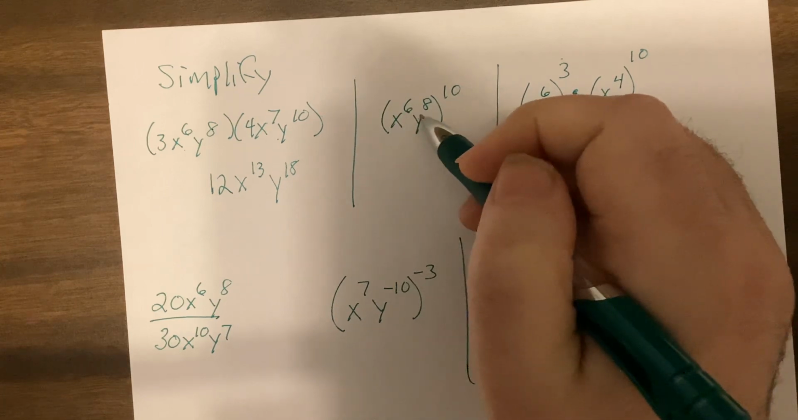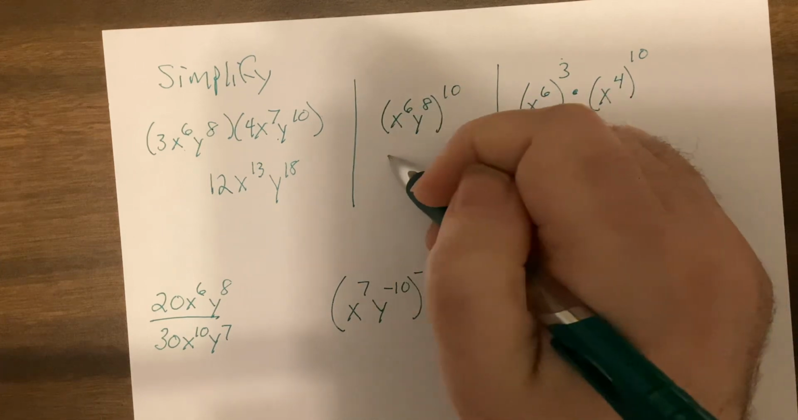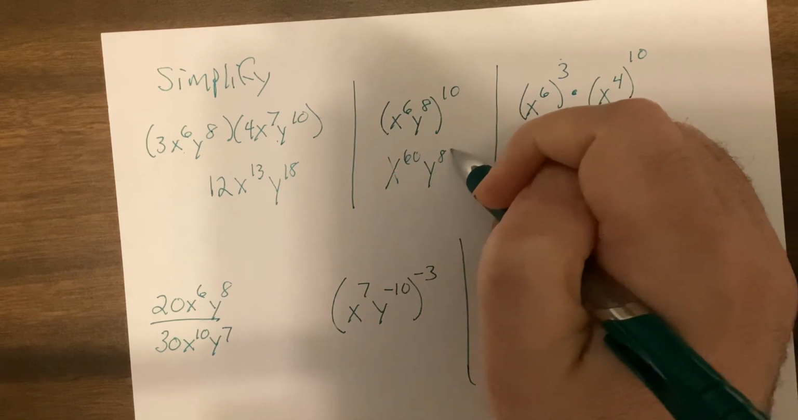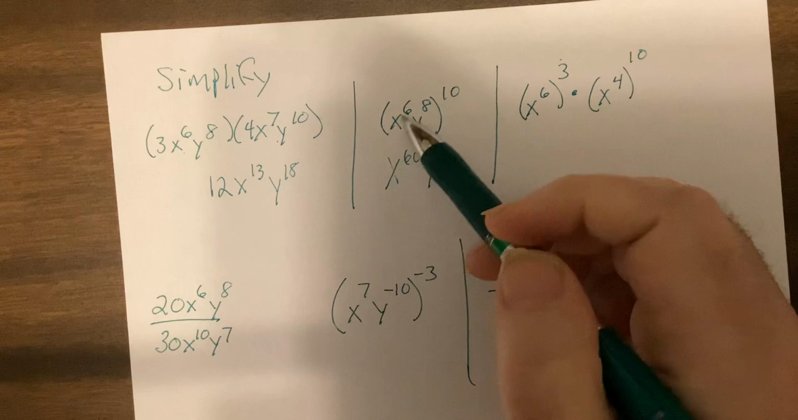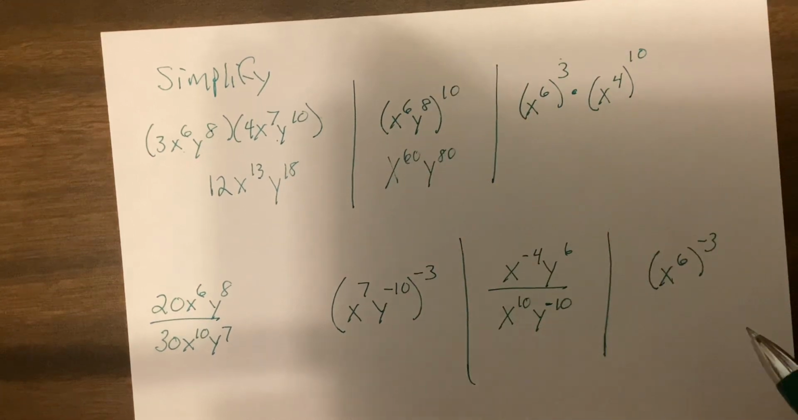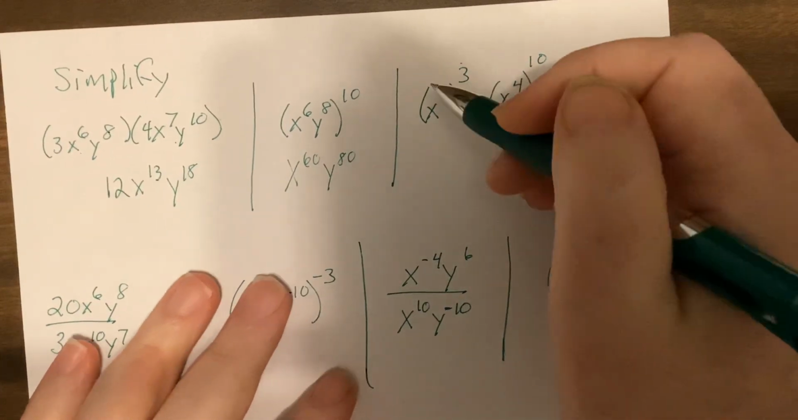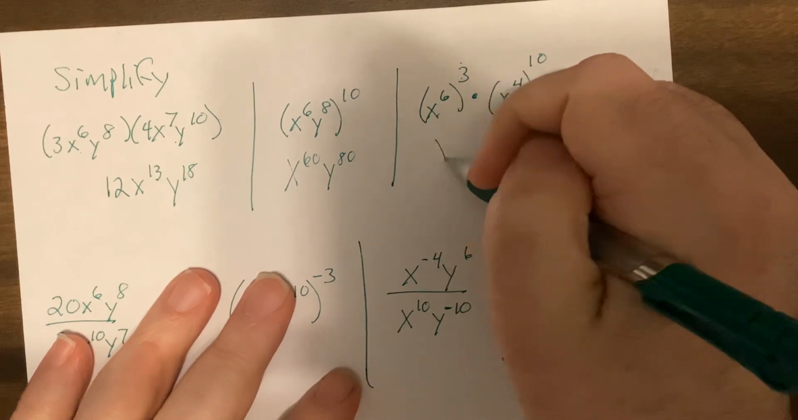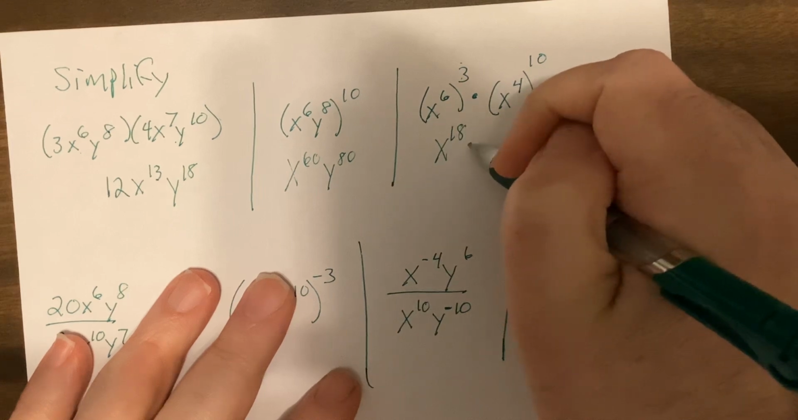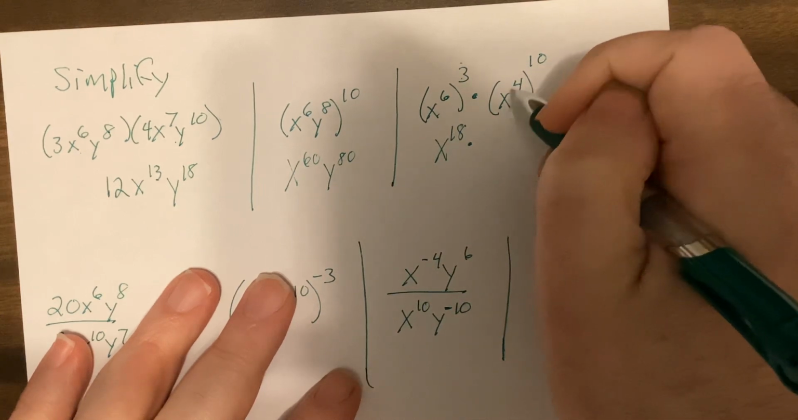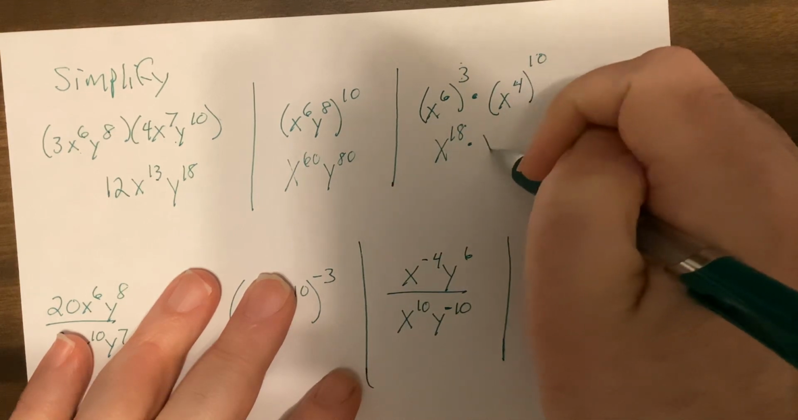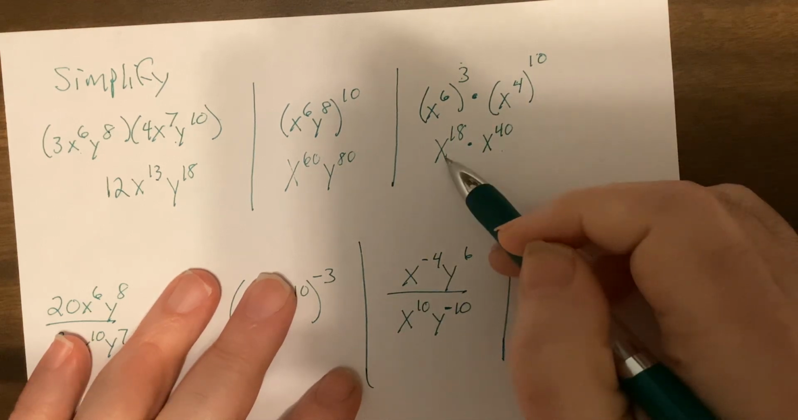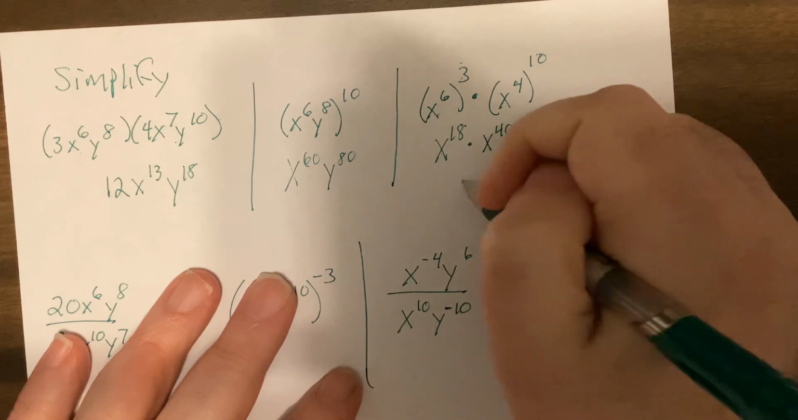I have a product raised to a power, so I raise both to that power, so it'd be x to the 60, y to the 80. Whenever you have a base to a power, then another power, you multiply the powers. For example, the next problem. Base to a power to another power, multiply the powers, so that'd be x to the 18th times x to the 4th, and then raised to the 10th would be x to the 40th. And if you remember the first law, when you multiply two things with the same base, you add the powers.